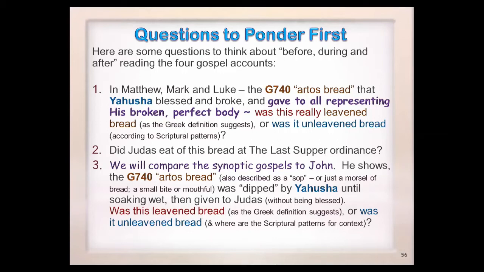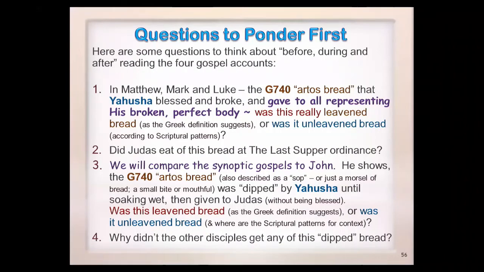He shows the artos bread was dipped by Yahusha until it was soaking wet, and then it was given to Judas. That artos bread was also described as a sop, or just a morsel of bread, a small bite, just a mouthful. Was this leavened bread, as the Greek definition suggests, or was it unleavened bread? And where are the scriptural patterns to show us the context? And the other question is, why didn't the other disciples get any of this dipped bread? Why were they left out?